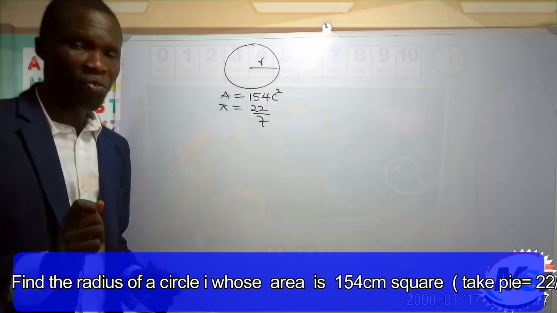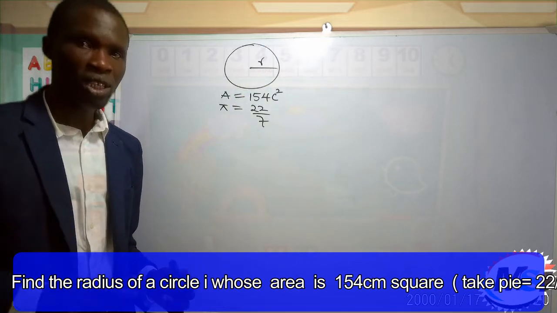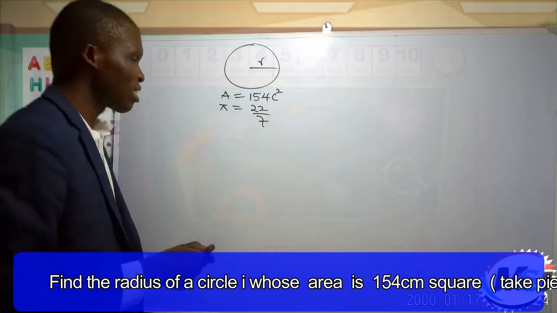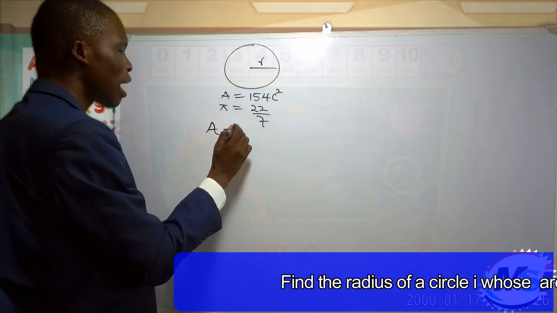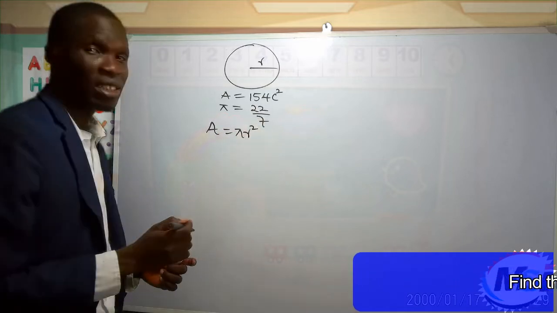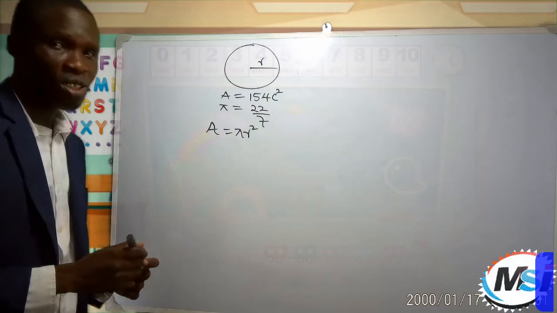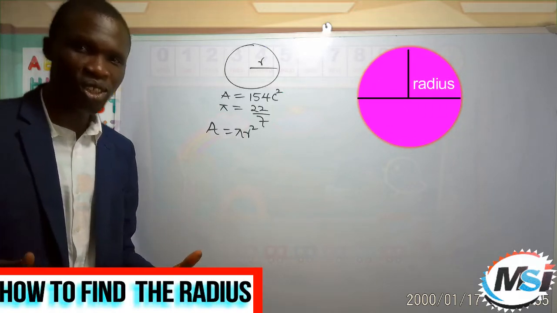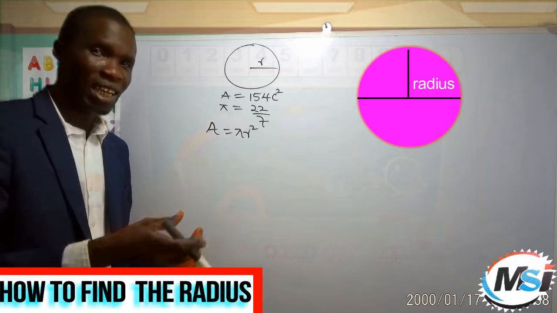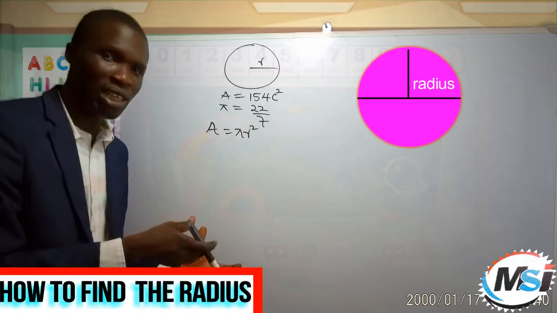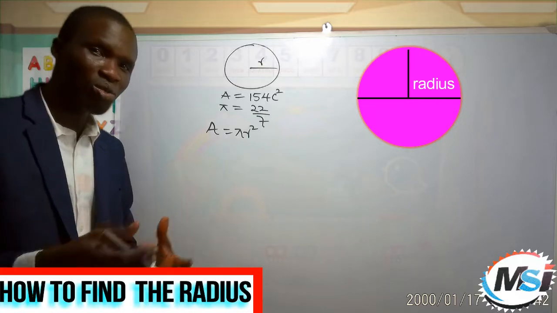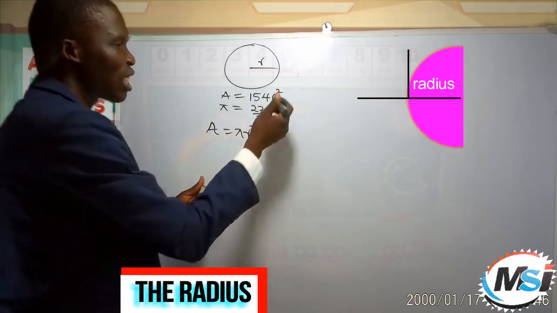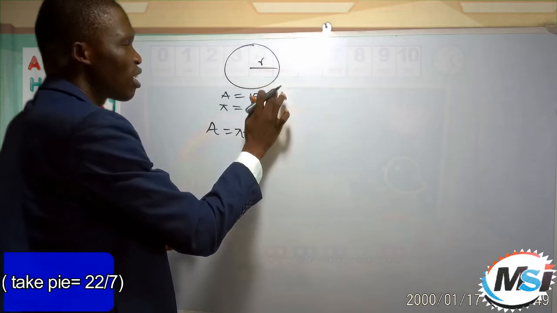And remember, the formula to find the area of a circle is what? Can somebody remind me from the class? Yes, it's A equals pi r squared. Now, you need what we call substitution here. Substitution is you just lift something, you replace. Another word for substitution is replace. So A is 154 centimeter square.